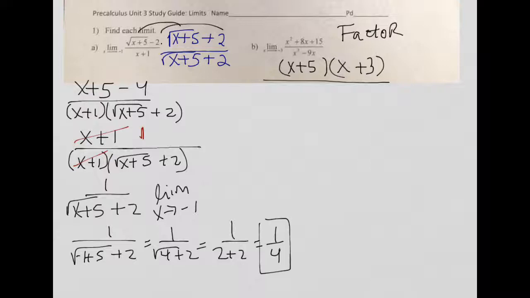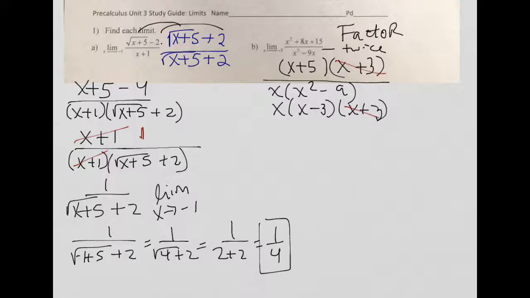How do I factor the bottom? This you're going to have to factor twice. I could pull out an x, and I'm left with x squared minus 9. And then I could factor that again, x minus 3, x plus 3. So on the bottom I have x, x minus 3, x plus 3. What cancels out? The x plus 3's. So all I'm left with on the top is x plus 5 over x times x minus 3.